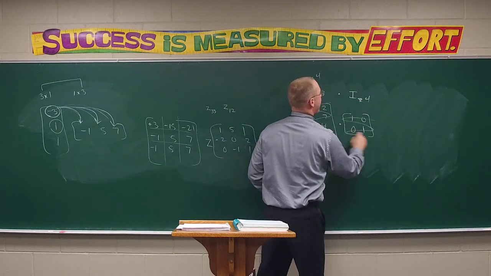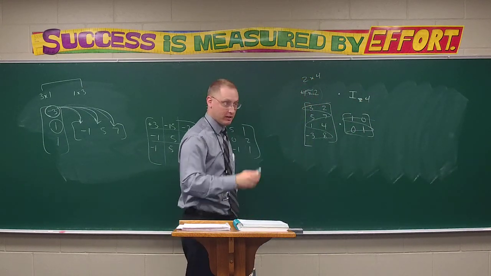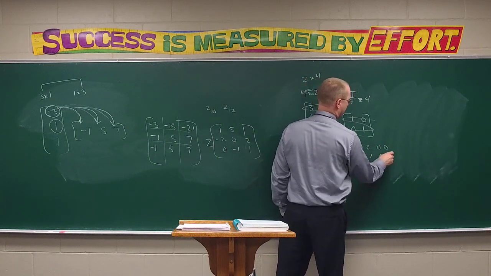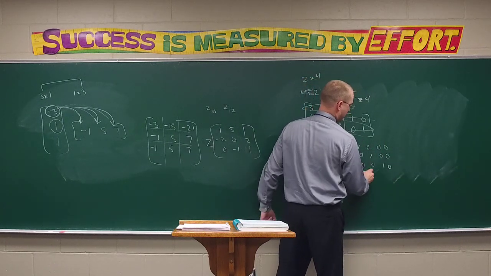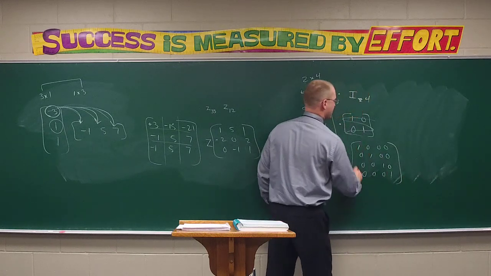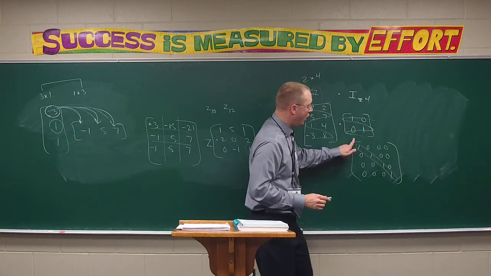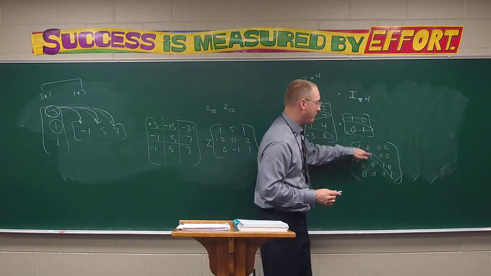Okay, well, what would the I4 matrix look like? Michael? 1 0 0 0, 0 1 0 0, 0 0 1 0, 0 0 0 1. There we go. Remember, this line right here from top left, the very first element, all the way down to the very last element would all be ones.